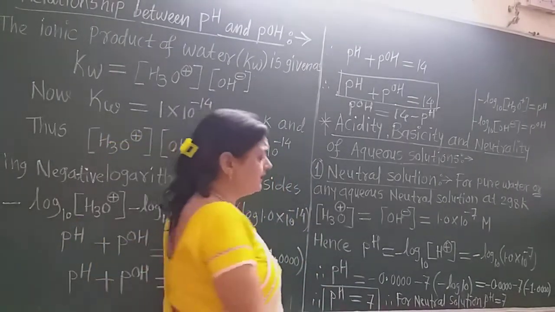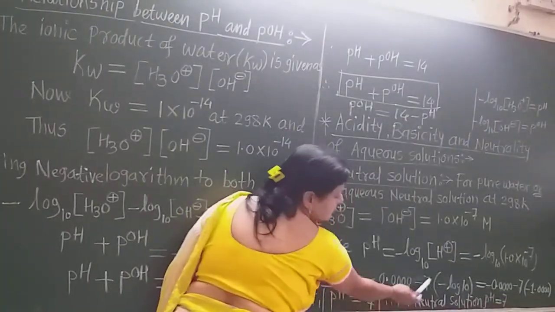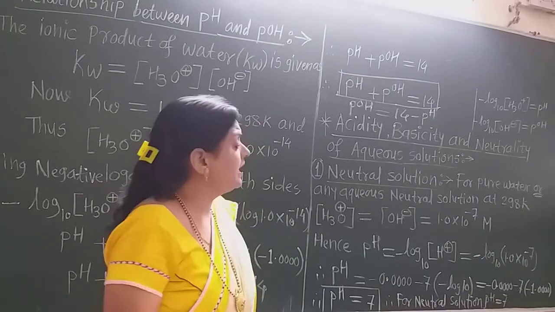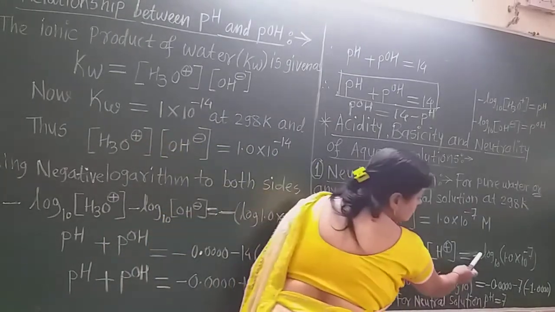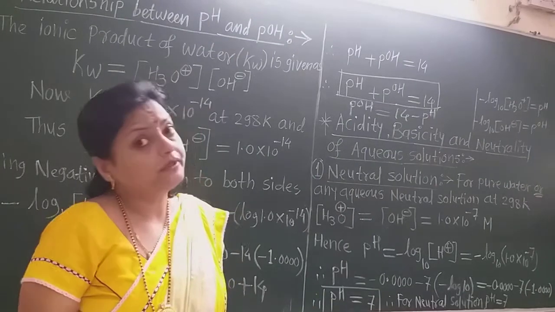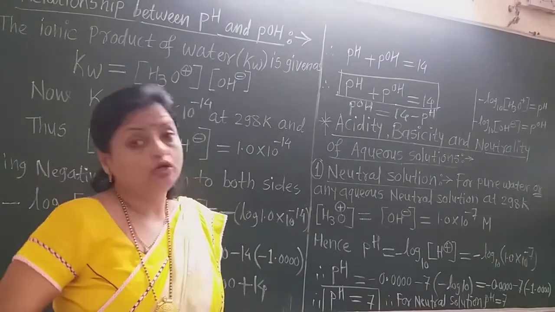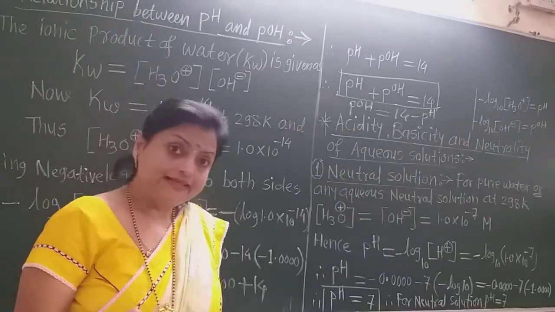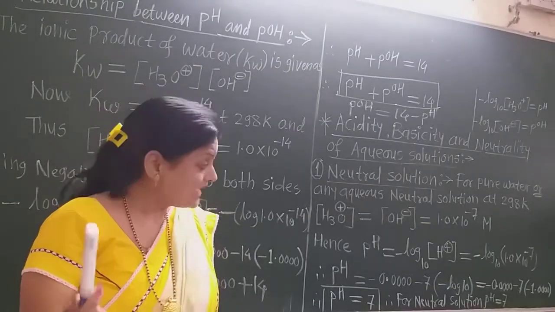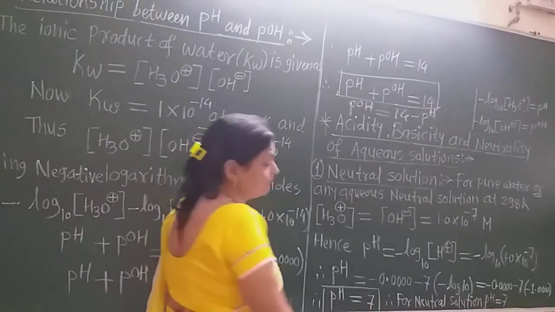Again, this minus 7, which is the power, comes here: minus 7 multiplied by minus log of 10. What is the log of 10? Log of 10 is 0.000. That means if we see the log, that is 0.00. But as there are 2 digits in 10, the characteristic becomes 1.